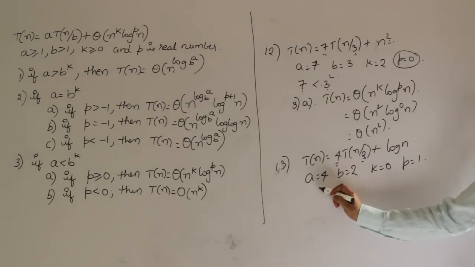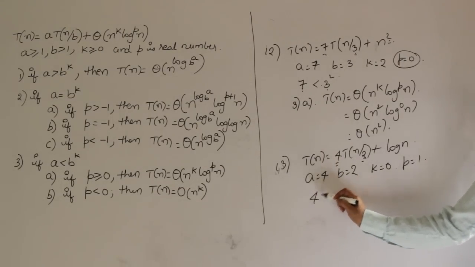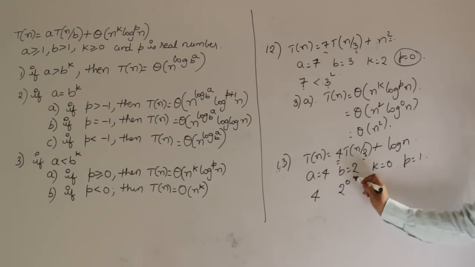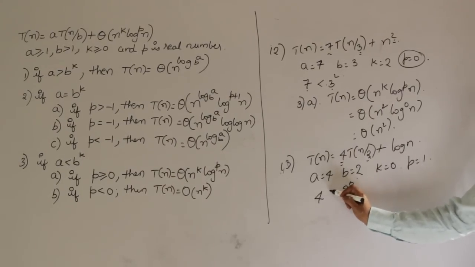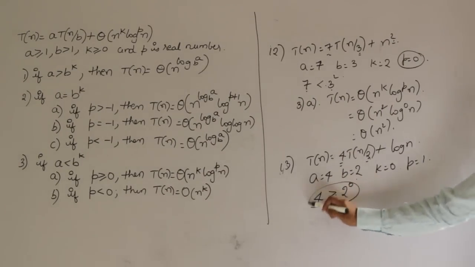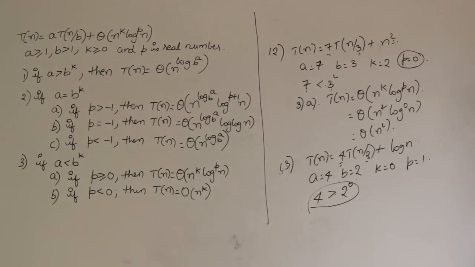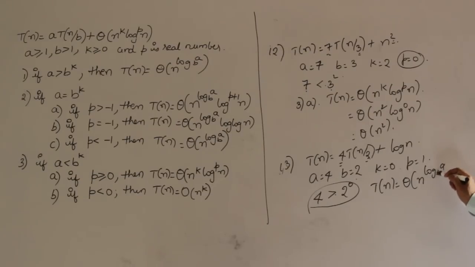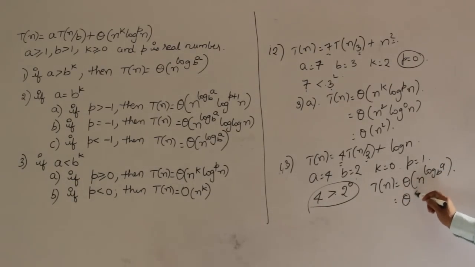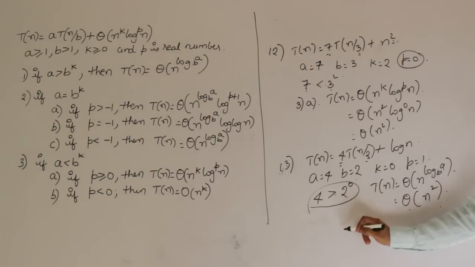Now you compare a and b power k. What is a? 4. What is b power k? 2 power 0. So now you understood that a is greater than b power k, which is nothing but case 1. Case 1 is a is greater than b power k. Then in that case, T of n equal to theta of n power log a base b, isn't it? Then theta of n power log a base b is nothing but n square. Therefore answer is theta of n square.